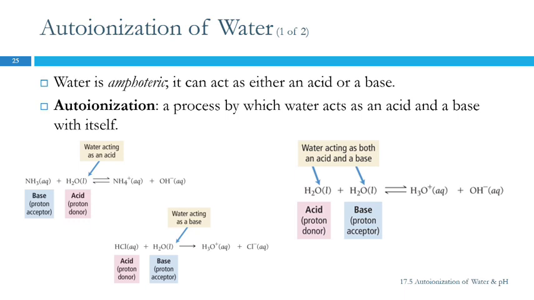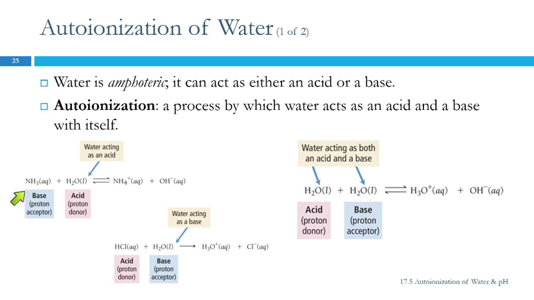So, spoiler alert, the equilibrium constant for this is 10 to the minus 14. Really, really small. So in a cup of water, you have very few hydrogen and hydroxide ions. It's almost entirely H2O. Does that answer your question?